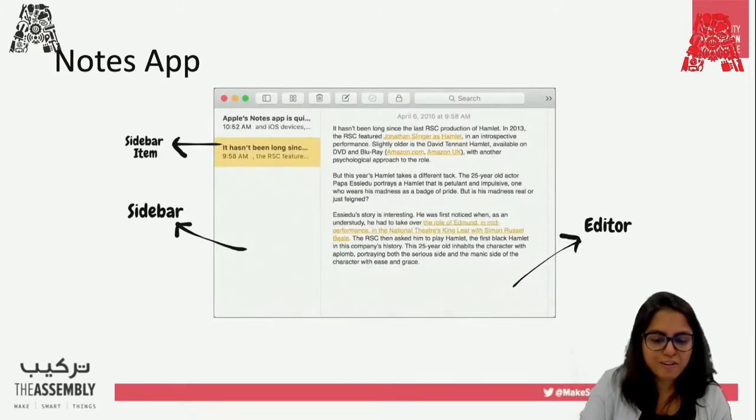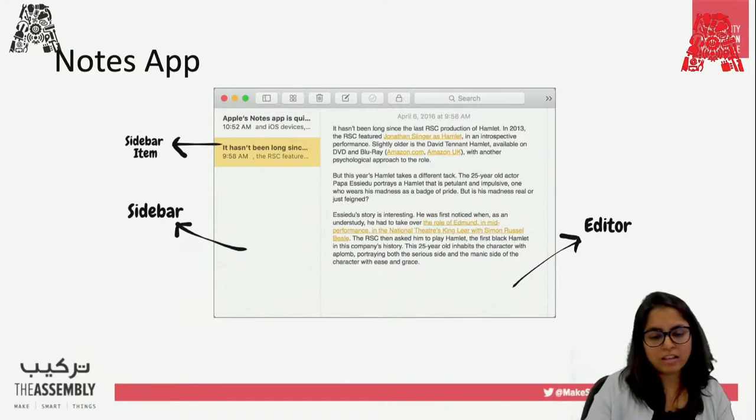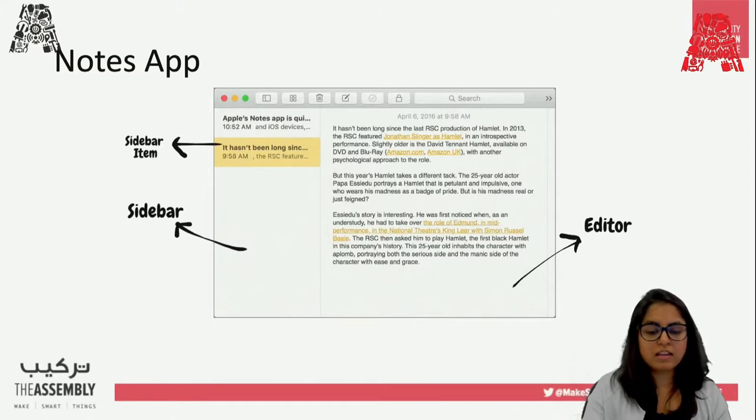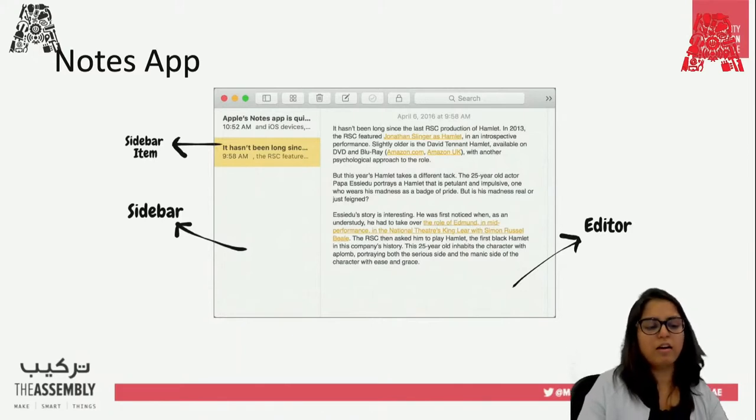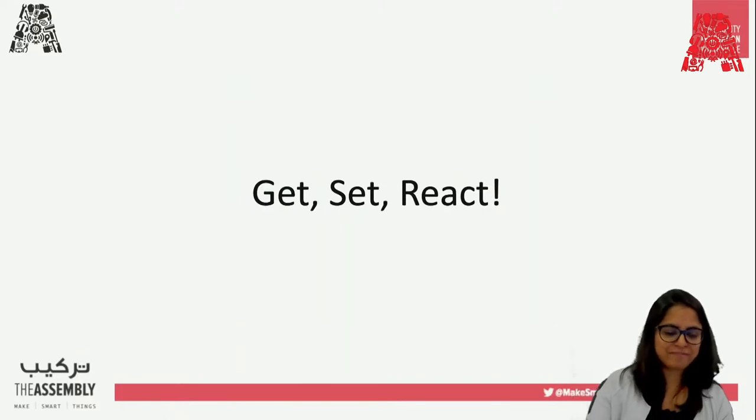So let's get on with the actual hands-on application. Here is an example of a notes application. There's a sidebar and there's an editor. The way that I organize my files here is going to be the editor on the right side, for which we are going to use a library called React Quill, and the sidebar on the left side, and each note I will be calling the sidebar item. This is just the organization for the files, and you'll be seeing it in the code. So let's get set up with React.